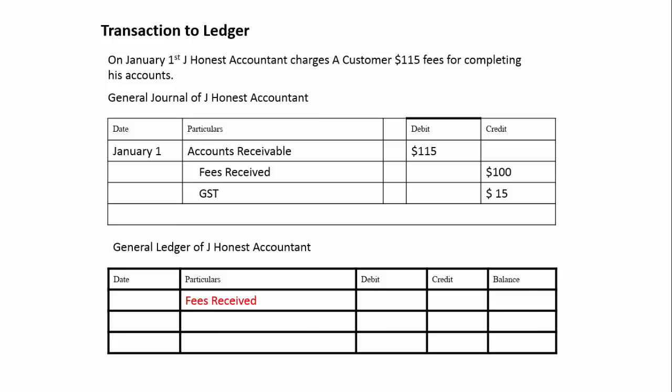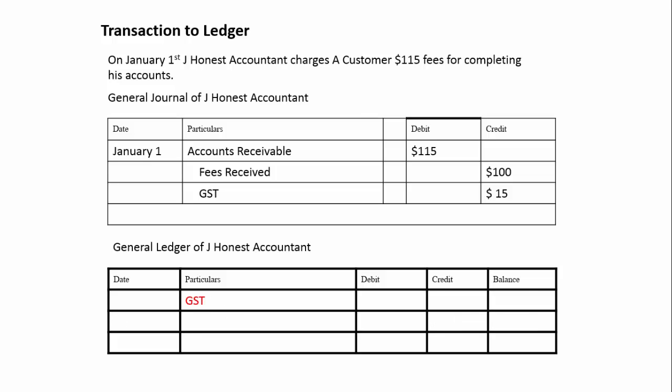So let's have a look at the fees received account. That's a revenue account, and revenue accounts increases in revenue are credit, and then in this case the revenue is increasing $100. So we simply put all that information in the line. And where did that revenue come from? Well, it came from accounts receivable. So you'll see there credit 100 and a balance credit $100.